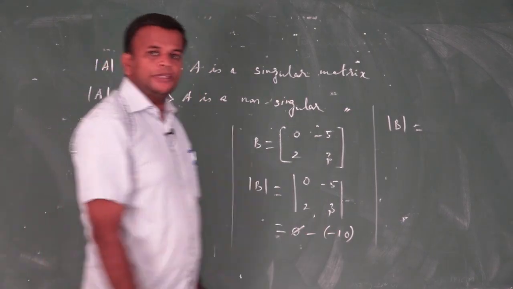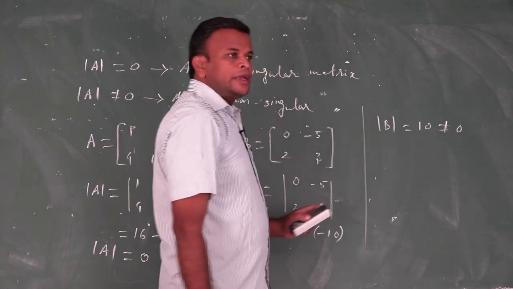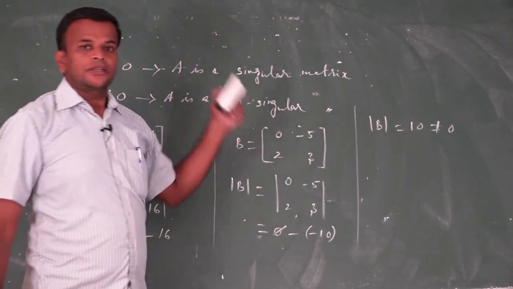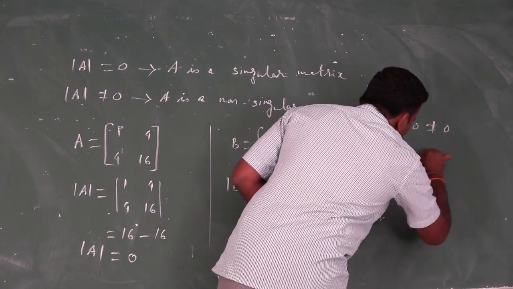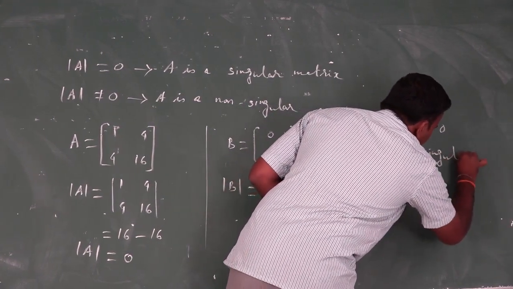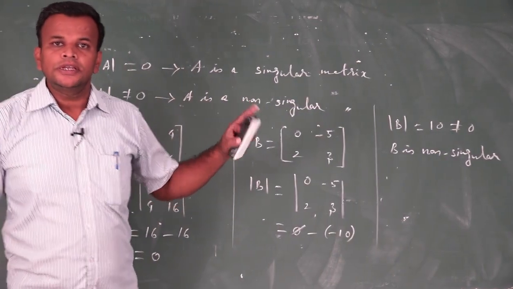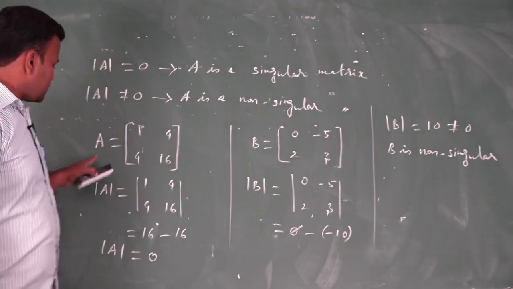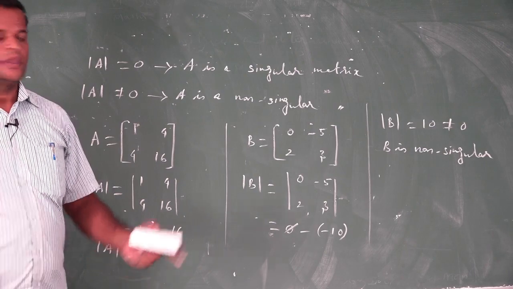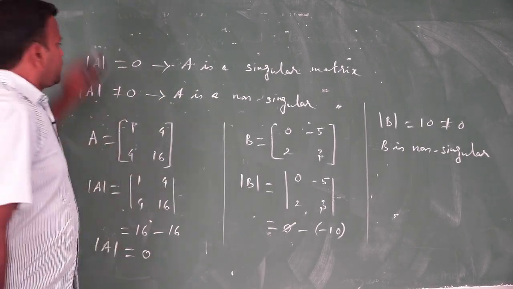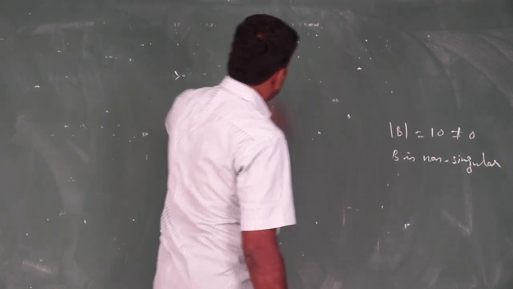minus into minus is a plus 10. 10 is always non-zero. The determinant of the matrix B is non-zero. Therefore B is non-singular. If the determinant value is not equal to 0, then it is non-singular. If the determinant is equal to 0, then we say A is a singular matrix. It is useful in our next topic. So I explained singular and non-singular matrix.